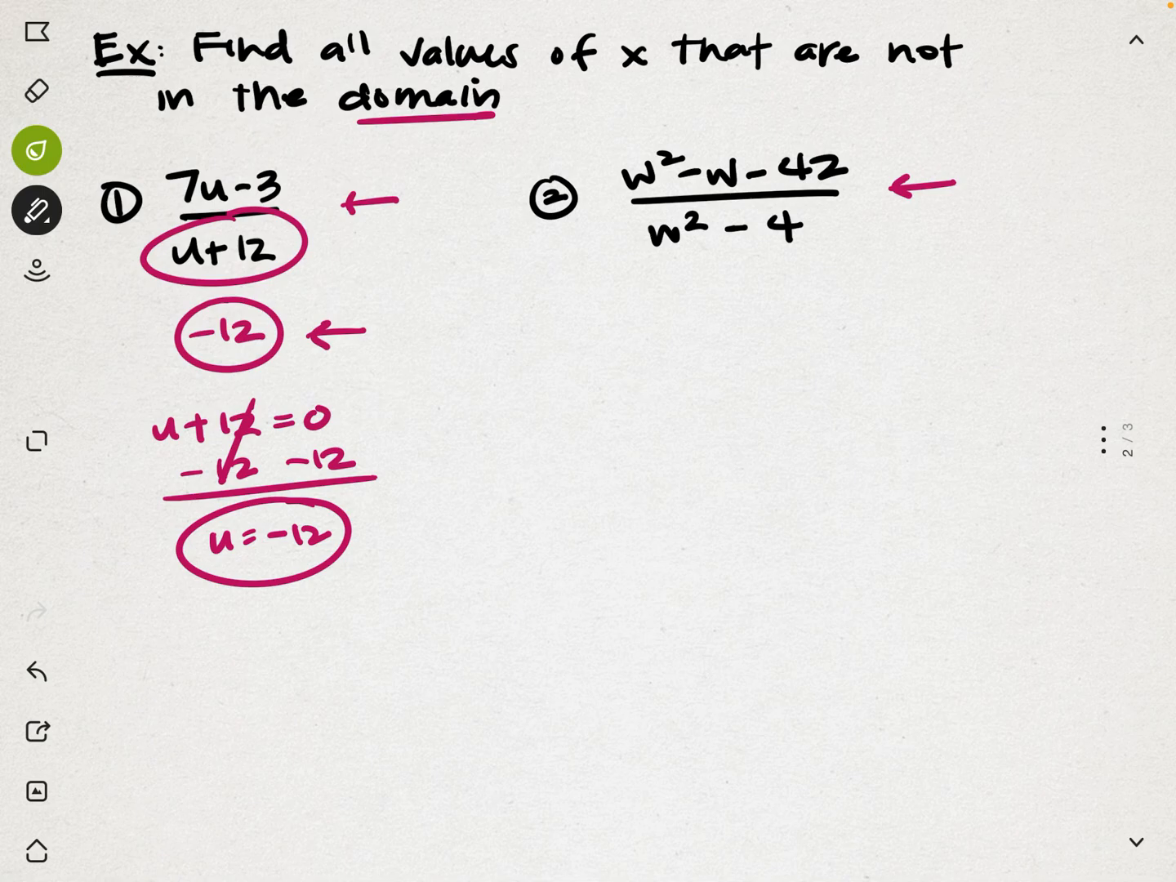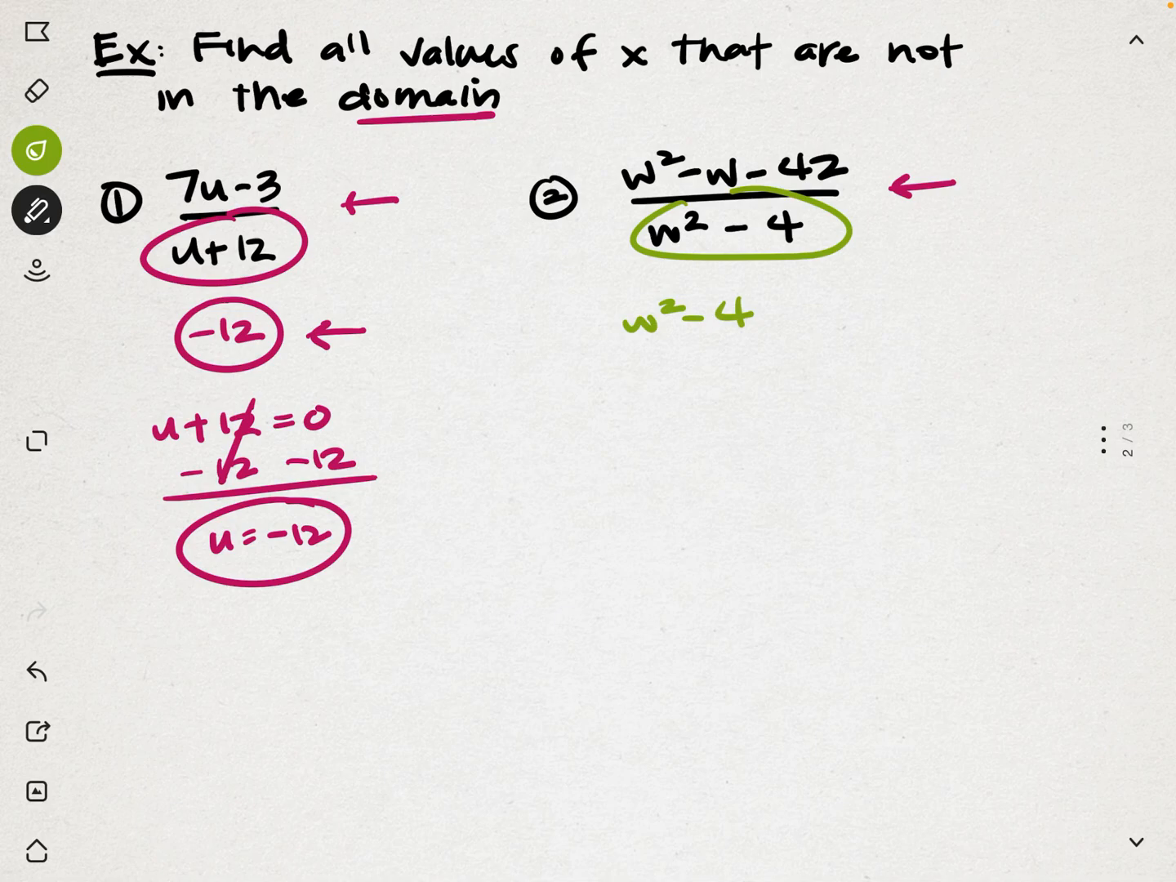Okay, but this is Algebra 2, right? So it's going to be a little bit more complex than that, or it can get more complex than that. So look at this denominator. We have w squared minus 4, which is a quadratic. So there's 2 ways to solve this one.